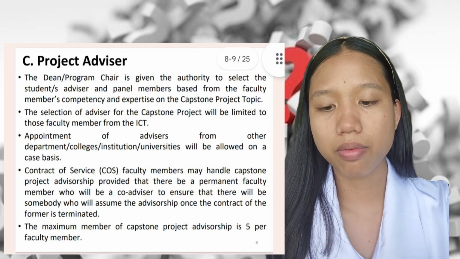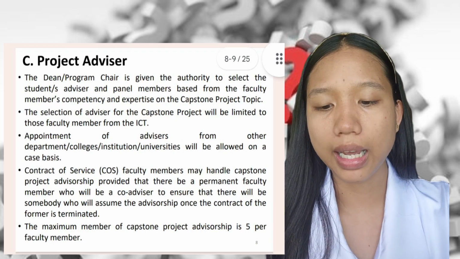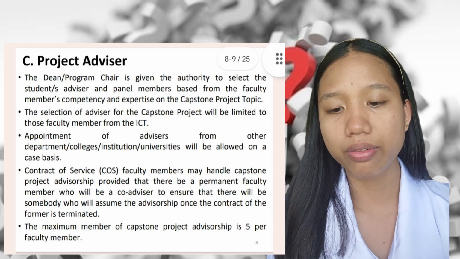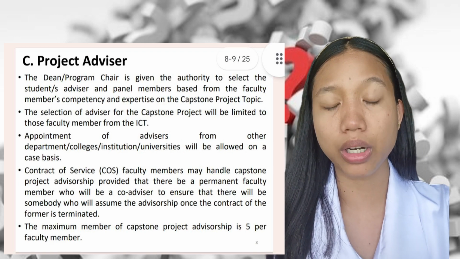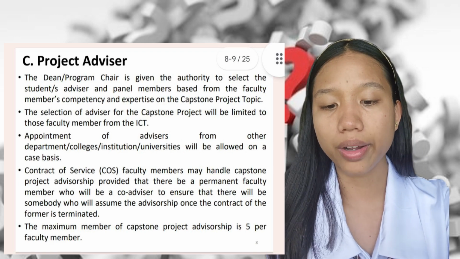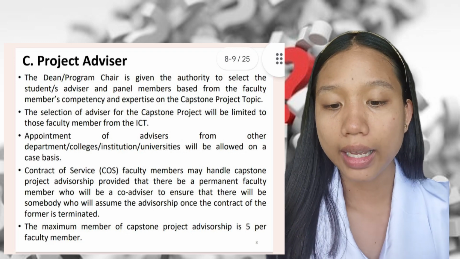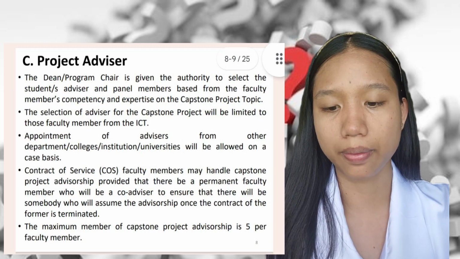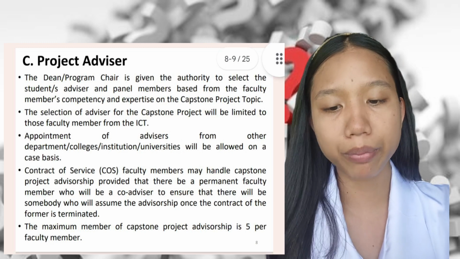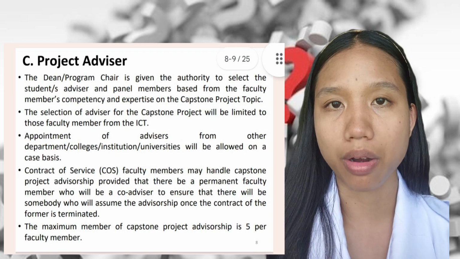Contract of Service or COS. Faculty members may handle capstone project advisorship provided that there be a permanent faculty member who will be a co-advisor, to ensure that there will be somebody who will assume the advisorship once the contract of the faculty is terminated. The maximum number of capstone project advisees is 5 per faculty member.